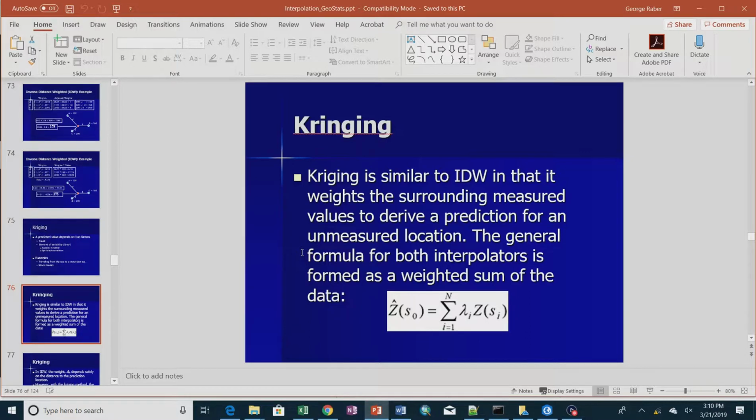So kriging, similar to IDW, weights the surrounding measured values to determine a prediction for an unmeasured location. That's the same. So the general formula for both interpolators is formed as a weighted sum of the data. In other words, we're still just looking at the weighted values around a particular location, or the weighted values of all of the values in a particular search radius, or a fixed number of points.